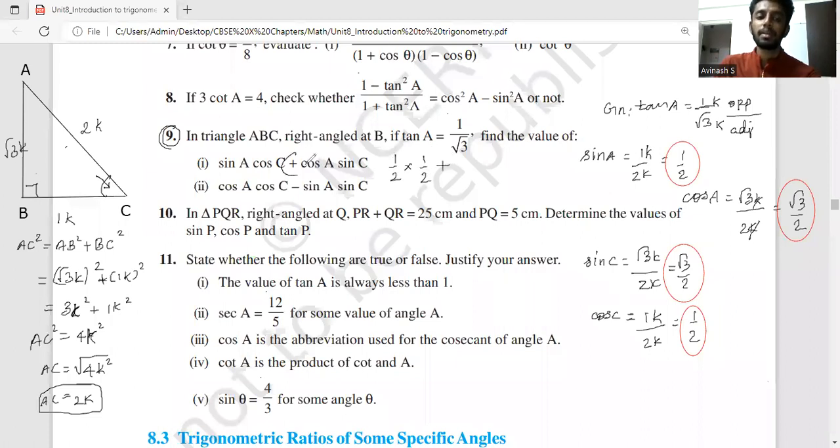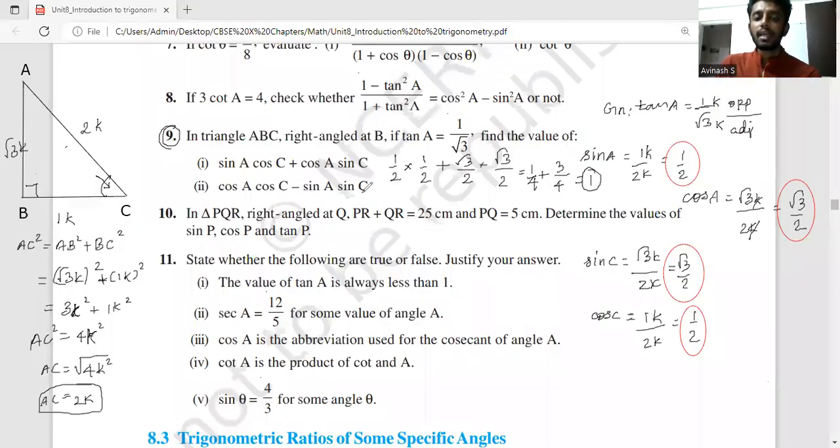Plus there is an addition in between. Cos A value is root 3 by 2, and sine C is also root 3 by 2, all of which I have written on the right side. So 1 by 2 into 1 by 2 will become 1 by 4, and root 3 into root 3 will become 3 in the numerator, and 2 times 2 will become 4. So 1 by 4 plus 3 by 4 is 4 by 4, which is nothing but 1. So 1 is the answer for first subdivision.